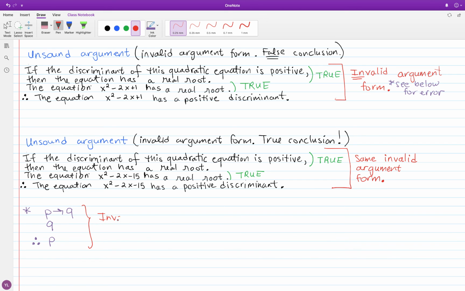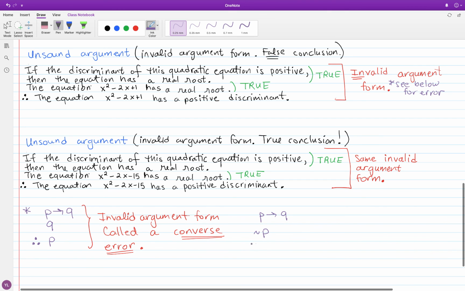My first premise is of the form P implies Q, but the second premise is Q. And from this, I cannot draw the conclusion P. This is an argument error called a converse error. And again, I'll specify more precisely what I mean by invalid argument by using a truth table in a second, but this P implies Q, Q, therefore P is simply not good logic. It is not a valid argument form.